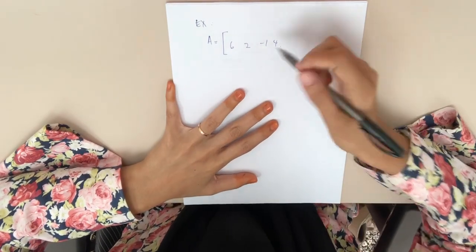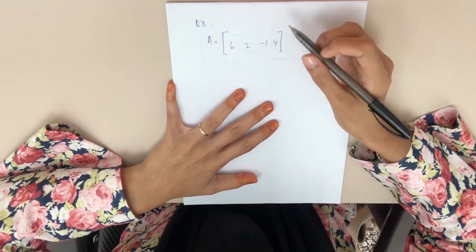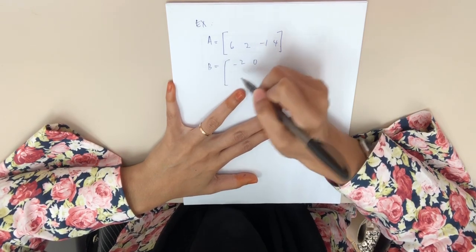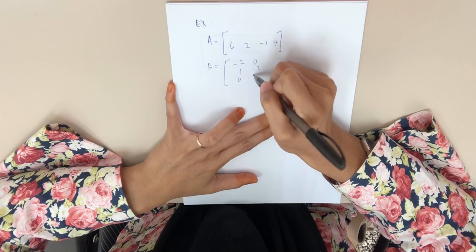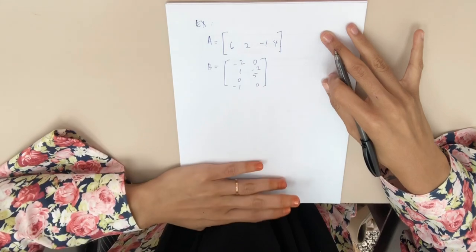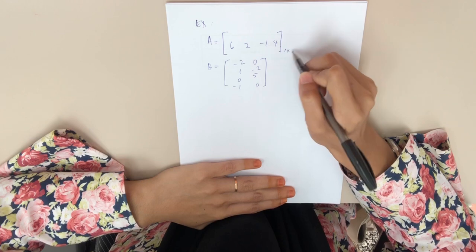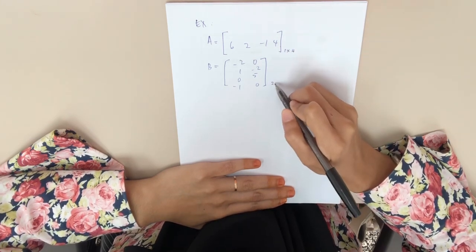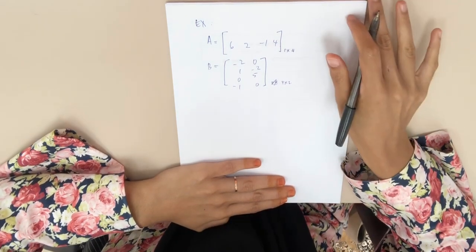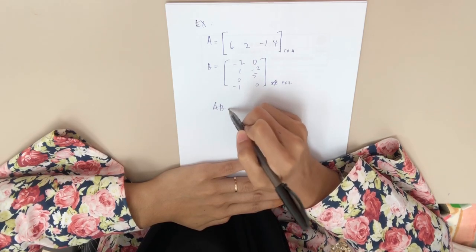So the example here, let's say you have a matrix A = [6, 2, -1, 4], and matrix B will have B = [-2, 0, 1, -2, 0, 5, -1, 0]. My first question, what are the sizes of A and B? For A, the size is 1 times 4. How about B? 4 times 2.